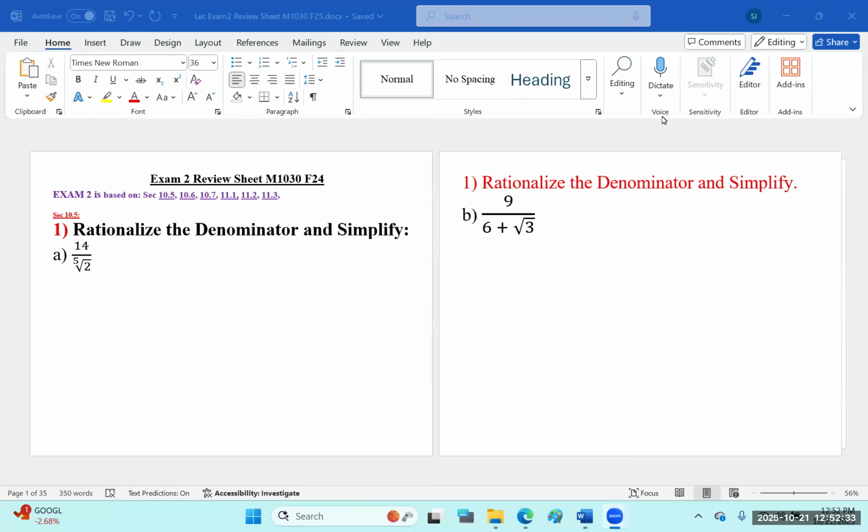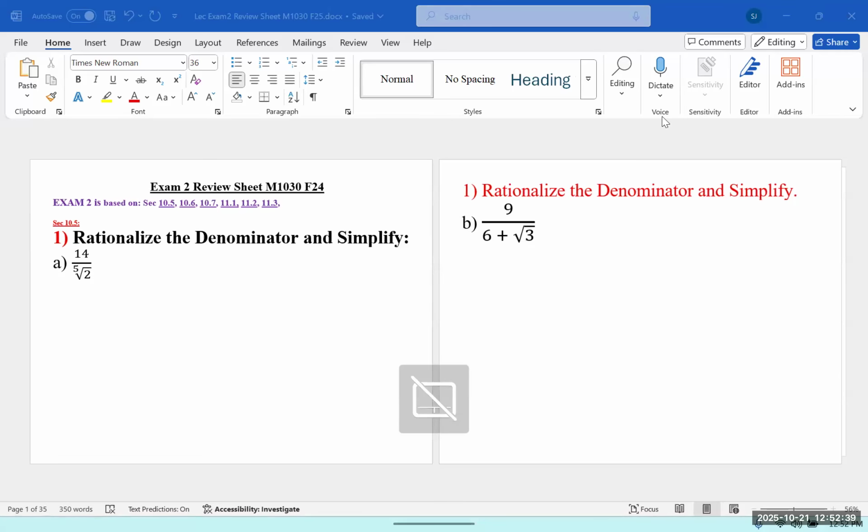When you do the review sheet, you're going to see the answers for the quiz. Any question before we start?